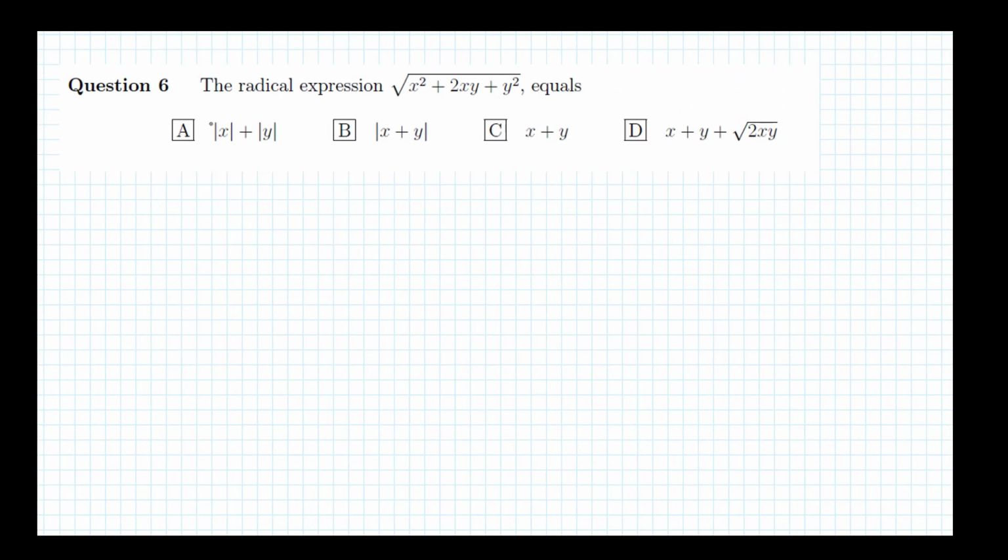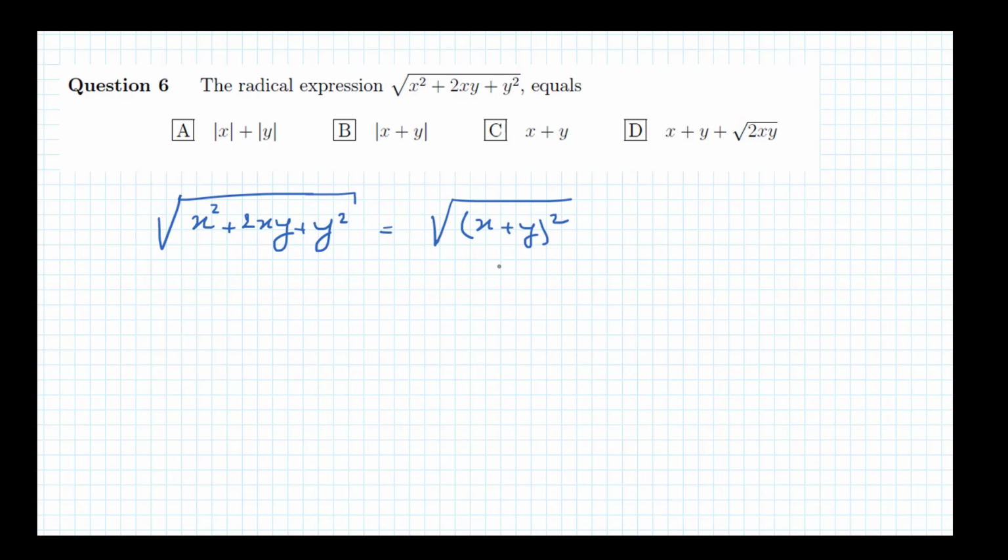Question number 6. The radical expression square root of x squared plus 2xy plus y squared equals. So here, as you see, x squared plus 2xy plus y squared, we can write it as (x plus y) squared. Now, using the rule that the square root of z squared equals the absolute value of z, we get as a final answer the absolute value of x plus y. So the answer here is B.